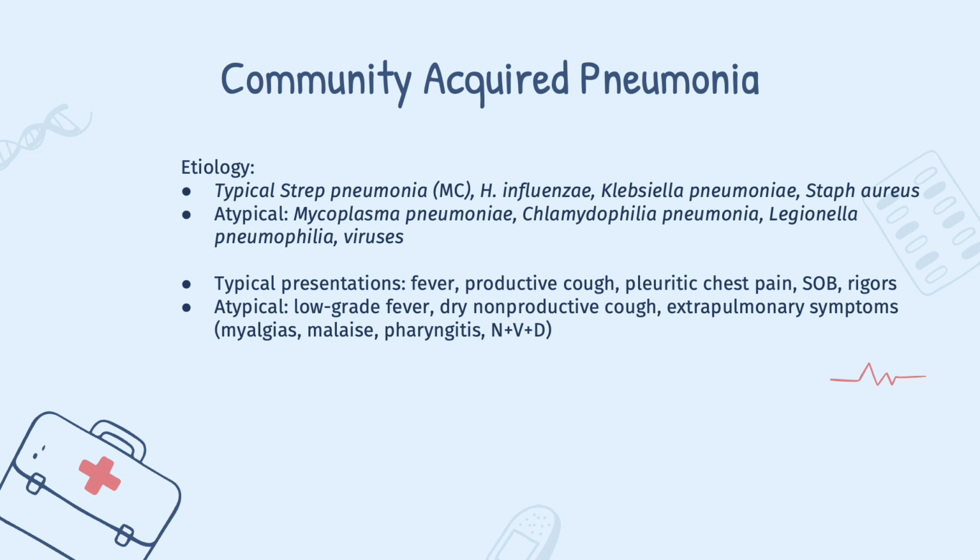Typical presentation is going to be the fever and productive cough, pleuritic chest pain, shortness of breath, rigors, specifically with strep pneumo, think about the rust-colored sputum. And then those atypical pneumonias have more of a low-grade fever. They may have a dry, non-productive cough, but specifically they'll have the extrapulmonary symptoms.